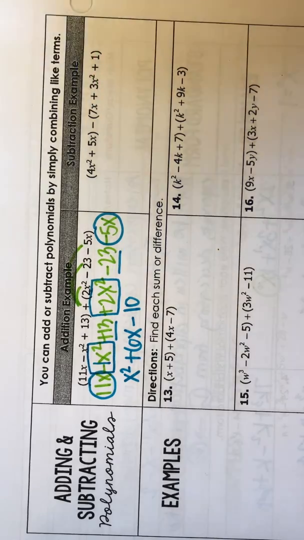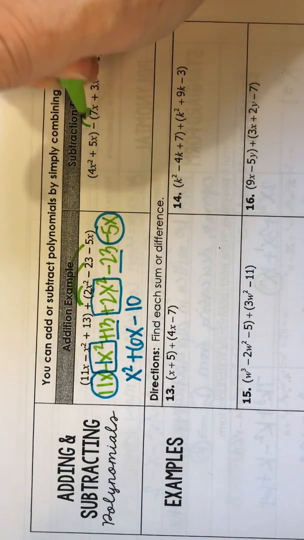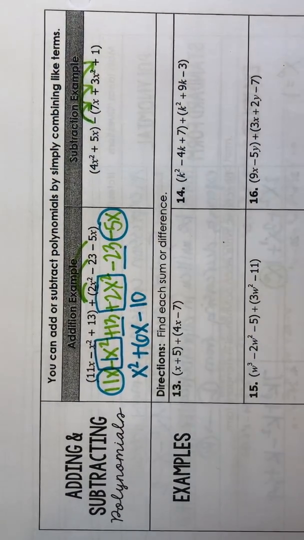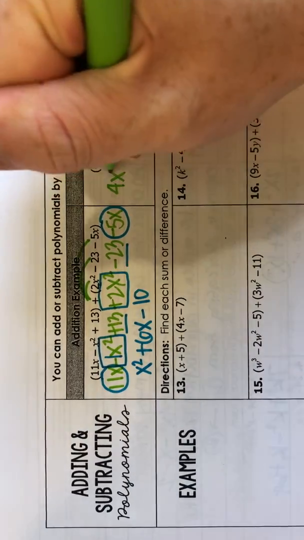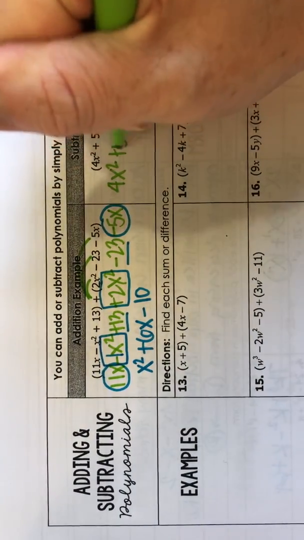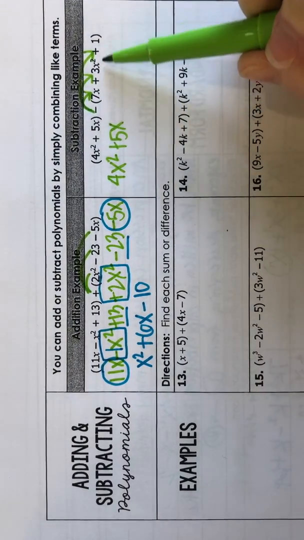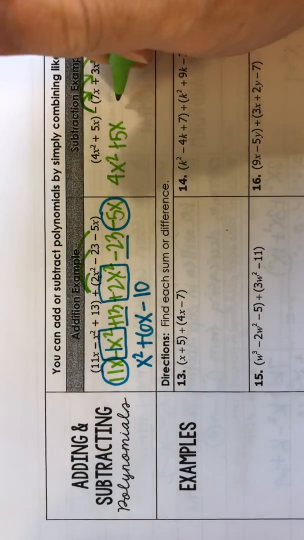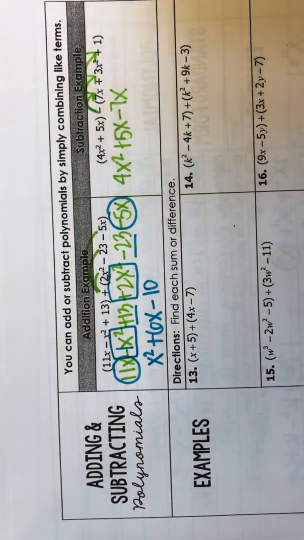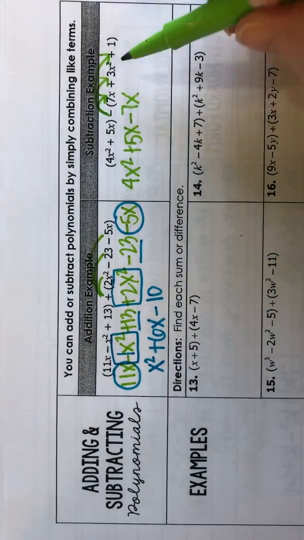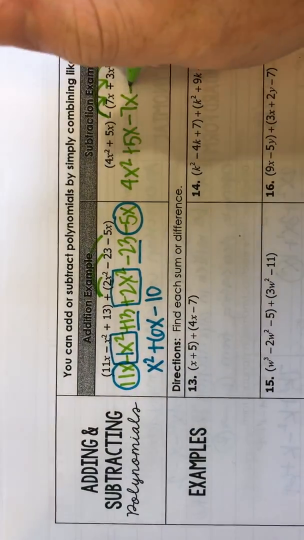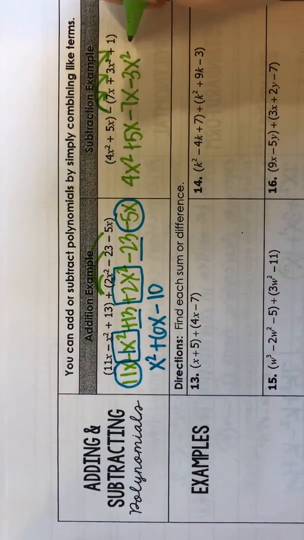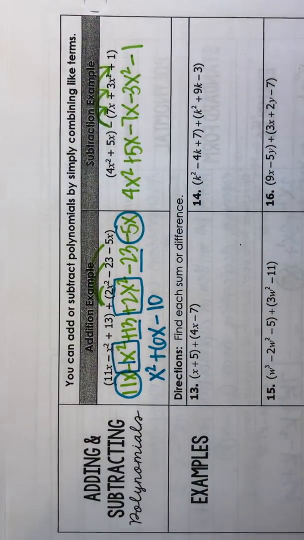But if I look at my subtraction example, I have to be extremely cautious here that I am distributing the negative to every piece inside. Okay, the first set of parentheses, nothing changes. It stays the same. But everything in this back set of parentheses, I'm going to change the sign. So I have negative 7x, because it was a positive. This was a positive 3x squared, so now it's negative 3x squared. And then I'm going to change this positive 1 to a negative 1.